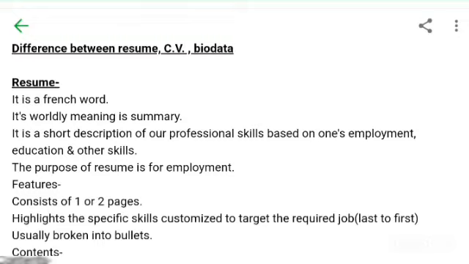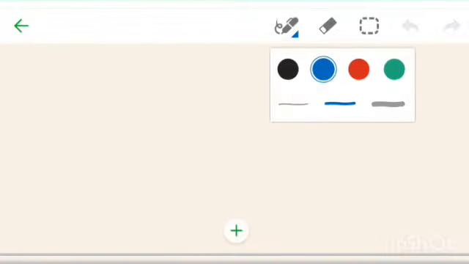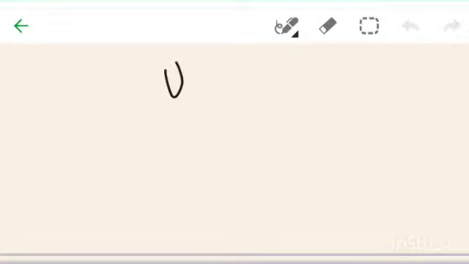So first of all, we will gather some basic information and discuss what is resume, what is CV, and what is the difference between the two. Along with that, we will also discuss the biographical data. So let's get started. In today's lecture we will first discuss what is resume, then we will come to the differences.